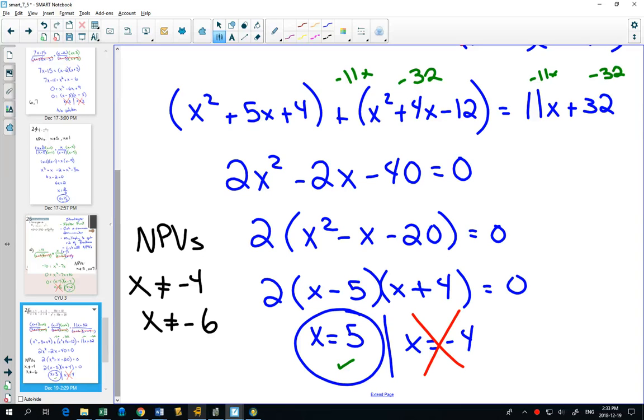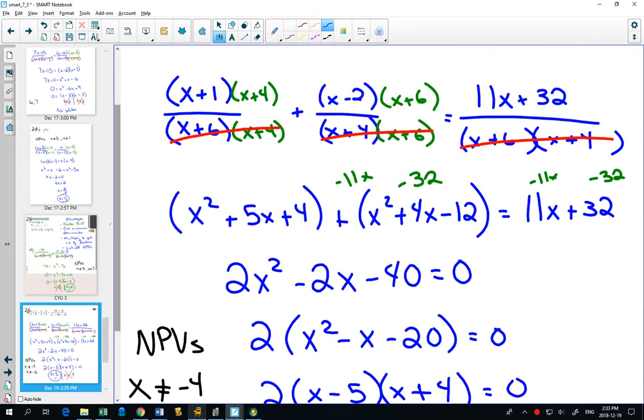Where do we get our non-permissible values? We go back to our original question where we factored. We can't divide by 0. So if I had negative 4, that would make me divide by 0 here. If I have negative 6, it would make me divide by 0. Those are the only places we're dividing, so those are our non-permissible values.